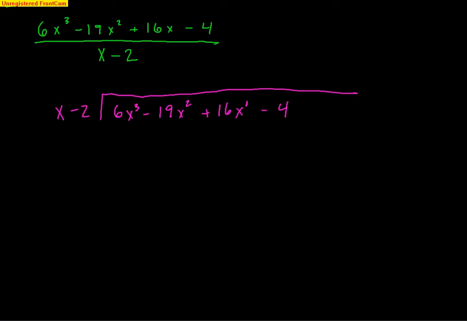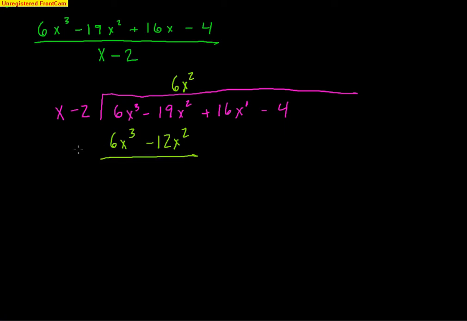So we start off by saying, okay, how many times does x go into 6x cubed? Well, to get an x to turn into a 6x cubed, you need to multiply it by 6x squared. So notice I put that in the column for the x squared column, and x times 6x squared is 6x cubed. Negative 2 times 6x squared is negative 12x squared. So notice everything's lining up in the proper column. So I did x times 6x squared and negative 2 times 6x squared.